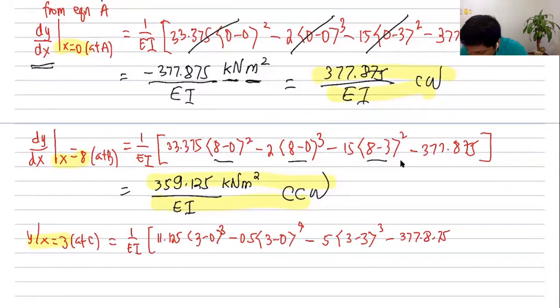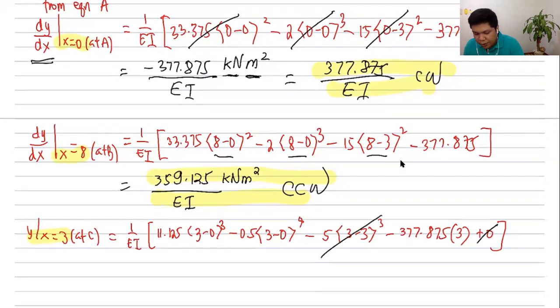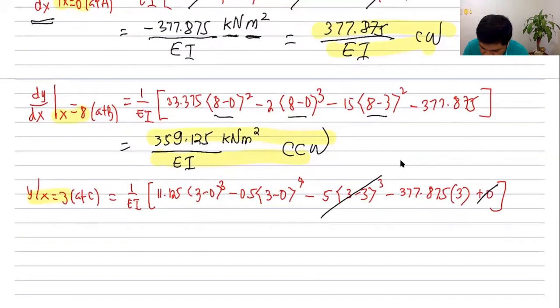377.875 times x equals 3 plus C2, but C2 is just equal to 0. Okay, so no need. Now, in this case, I can cancel 0, of course, and 3 minus 3, that's 0. Then I can evaluate. I can now say that the deflection here is, please evaluate this one, negative 873.75 all over EI. But be careful, what's the unit of measurement?